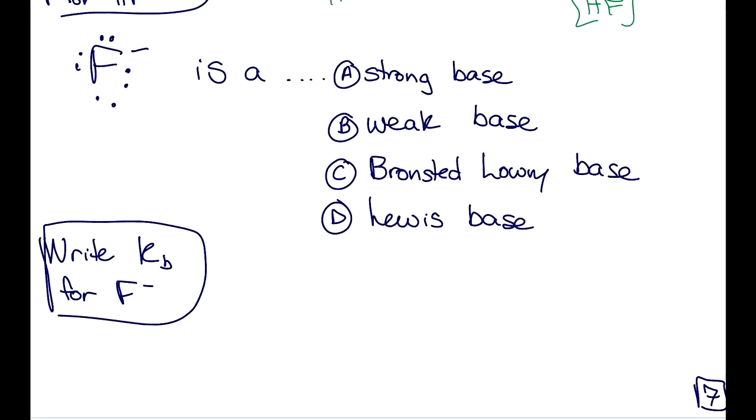F- is a what? Is it a strong base? No, we already talked about this, right? About inspecting salts. Is F- a weak base?